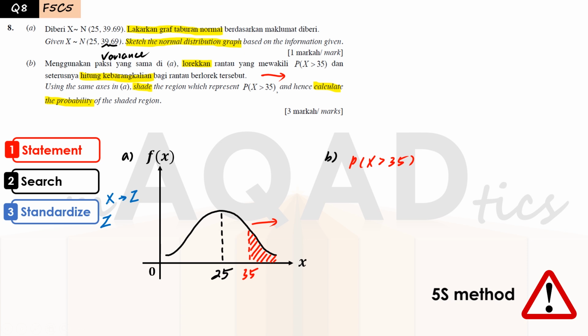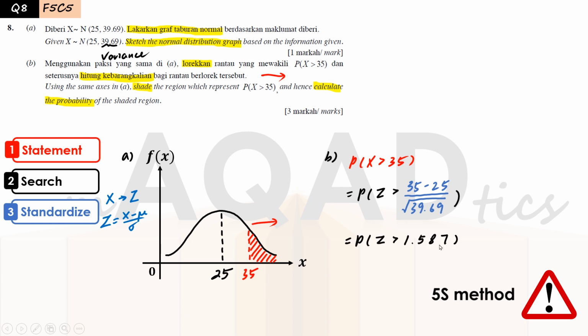So to change from x to z, we need to use this formula, which is x minus the mean divided with the standard deviation. Okay, so here the x value is 35, the mean is 25, and the standard deviation is square root of 39.69. Okay, so once we simplify, we will get this value. So now the fourth S is to sketch, which we have already done in the previous part just now. Okay, and for the fifth S, this one is to select the value from our normal distribution table, which we are going to see later, according to our shaded region.